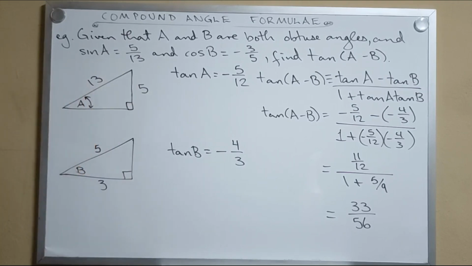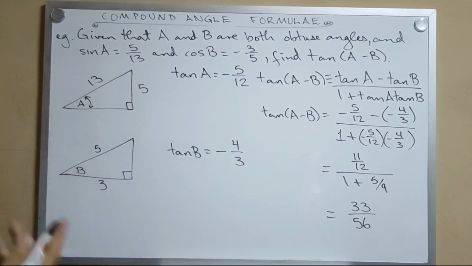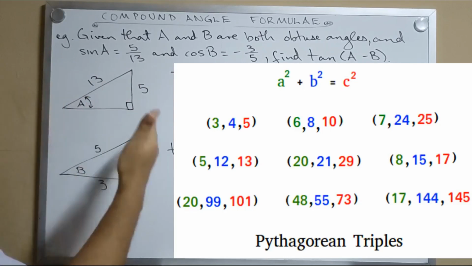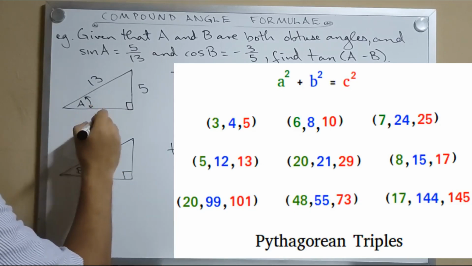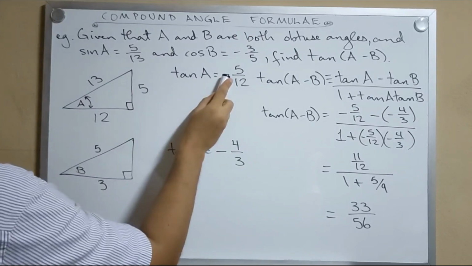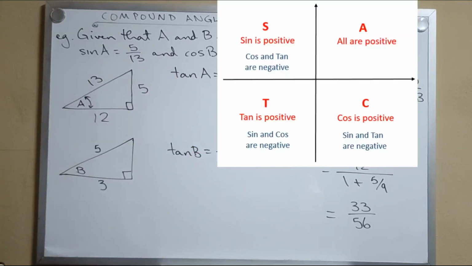So if we look at this, we have a right angle triangle with 2 sides that we know, 5 and 13. Those are 2 parts of a Pythagorean triple. 5 blank 13. What's the missing side? It is 12. Now, since angle A and angle B are both obtuse angles, then that means that the tangent of angle A will be negative 5/12 because in quadrant 2, tangent is negative.